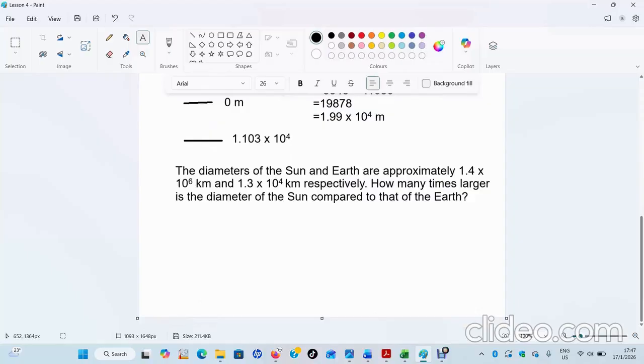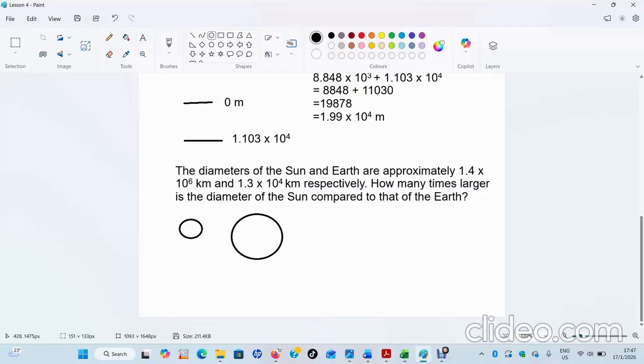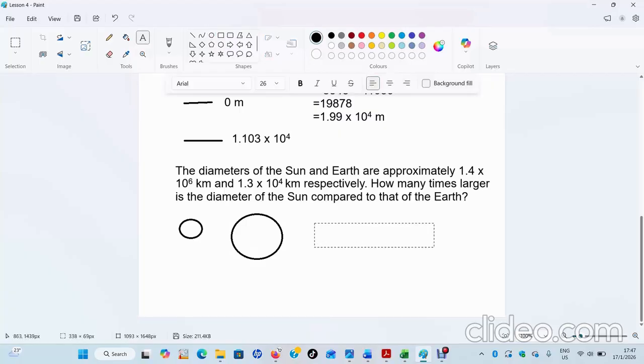Now, our last example: the diameters of the Sun and Earth are approximately 1.4 times 10 to the power 6 and 1.3 times 10 to the power 4. There is the Sun, the moon, the Earth, and the Sun is obviously bigger than the moon and the Earth. We want to find the ratio. How many times larger is the diameter of the Sun compared to that of the Earth? We simply divide the diameter of the Sun by the diameter of the Earth: 1.4 times 10 to the power 6 divided by 1.3 times 10 to the power 4.